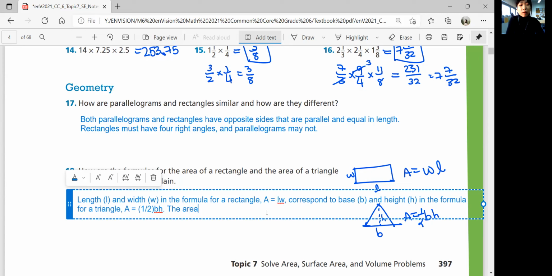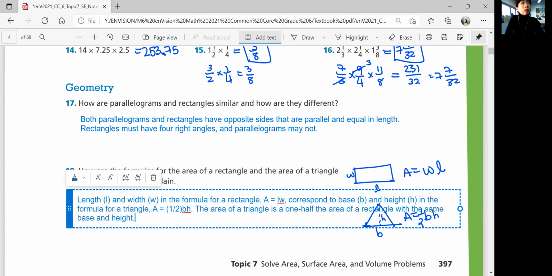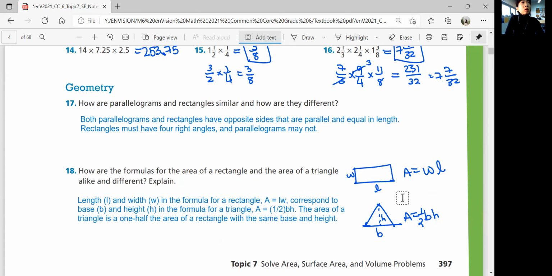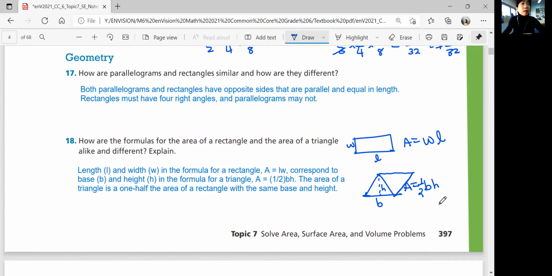And then the area of a triangle is 1/2 the area of a rectangle with the same base and height. So we're going to explore this later, but this triangle really comes from another parallelogram that has the same base and height. Okay, we'll see that later.